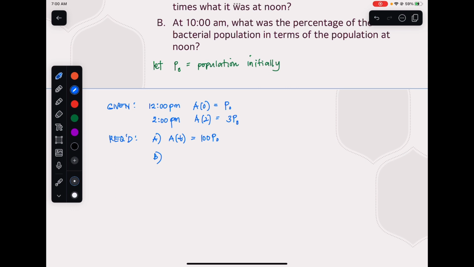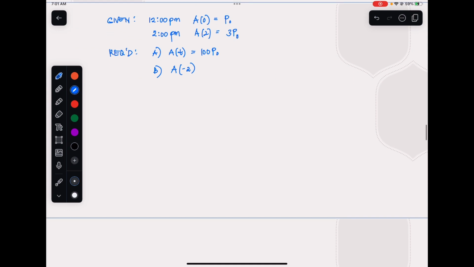At 10 a.m., that is 2 hours earlier than 12 p.m. Since it is earlier than the reference time of 12 p.m., the time there would be -2. So we are finding A when time is equal to -2.